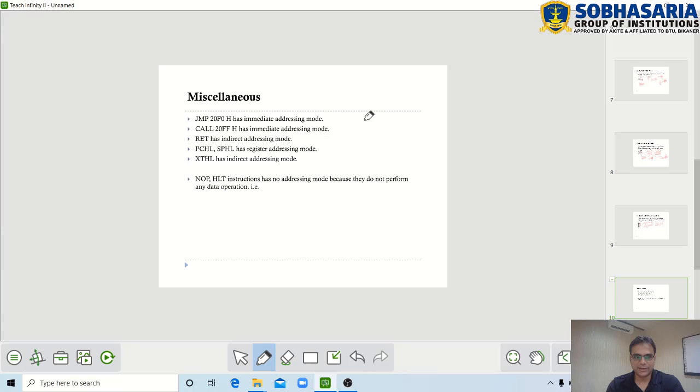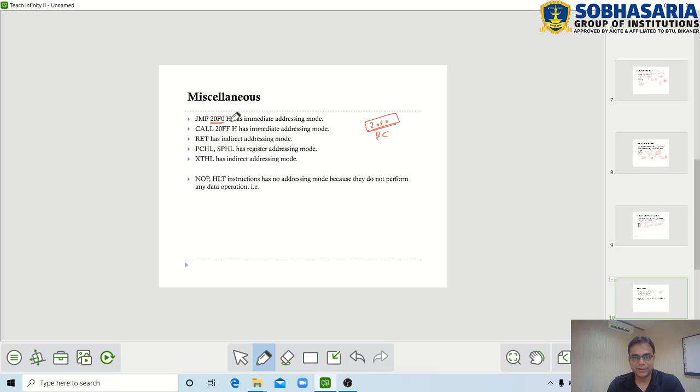The JMP instruction is going to load the program counter with 20F0H. Here we are specifying an address where we want to jump, but this address is loaded into the program counter. So this is the data which is participating in the operation. What is the operation performed by this jump instruction? This jump instruction loads the program counter with the address which is written in the instruction.